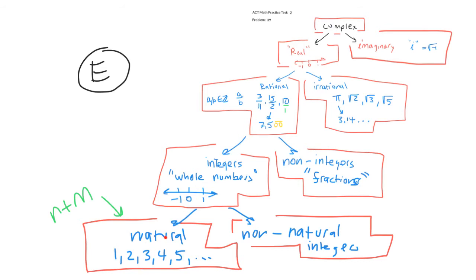It's just a special kind of integer. It's a special kind of rational number. It's a special kind of real number, and it's a special kind of complex number, but it is most definitely in the set of all of those. Okay, so that is problem number 39.